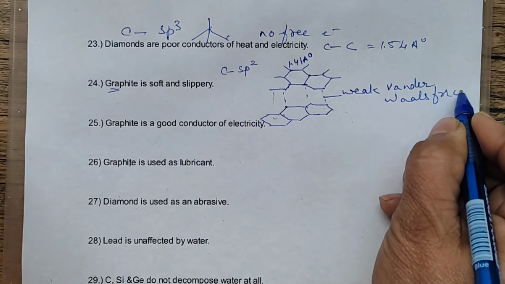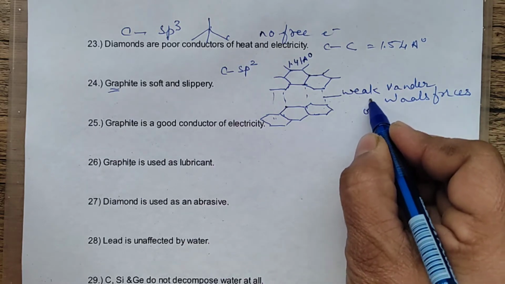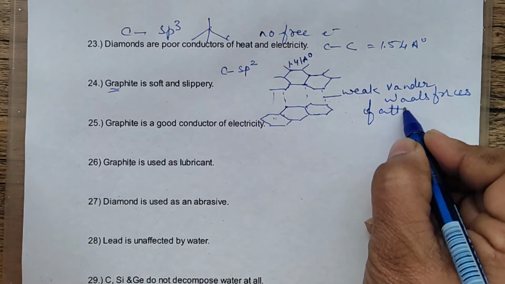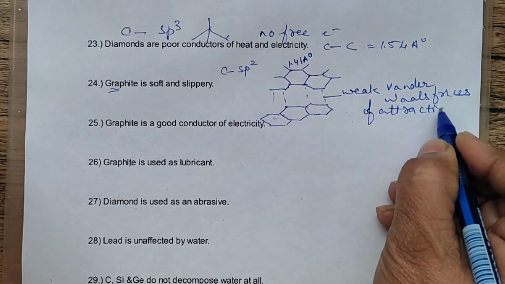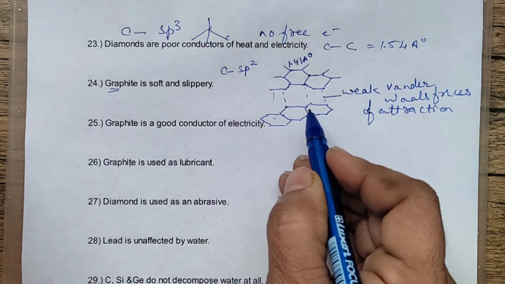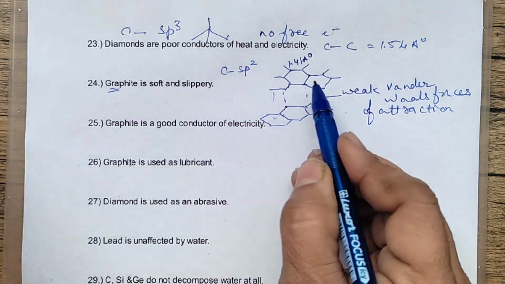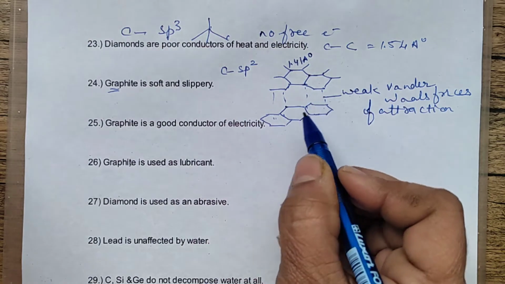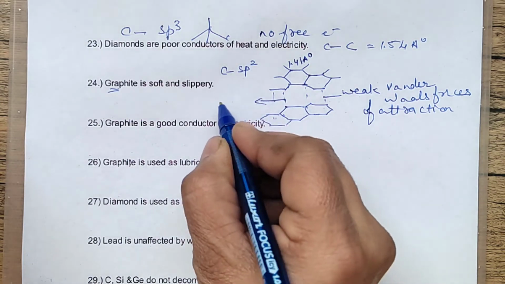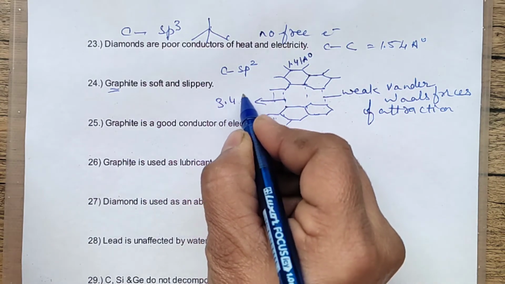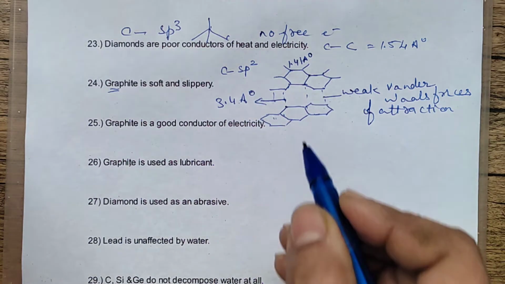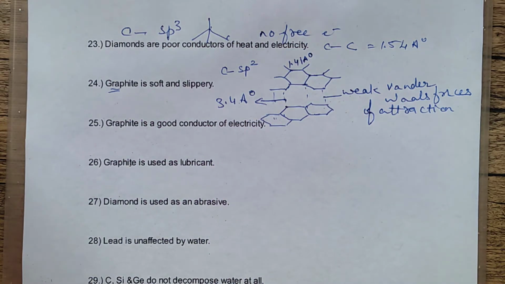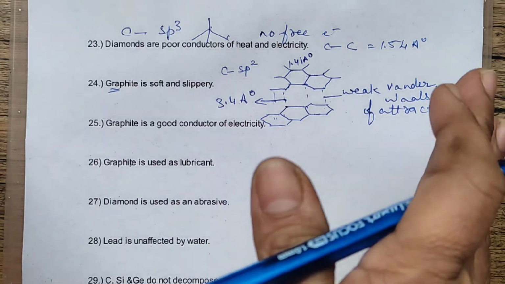So because of the presence of the weak van der Waals forces of attraction, these layers can slip over each other. So what will happen? In graphite, these bonds can break very fast, and this bond length is more. It's nearly 3.4 angstrom units. So when graphite breaks, these layers will slip over each other.